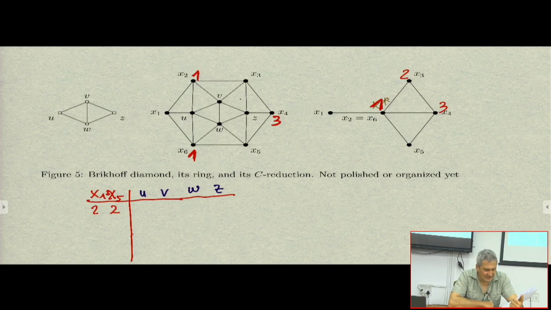So x3 is adjacent to x2 and x4. We may assume x3 has color 2. He assumed this also has color 2. This x3 has color 2. So we have only here and here, yes, values.